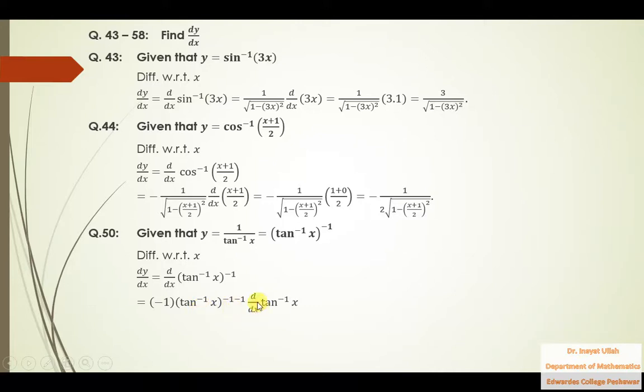Now the further derivative of tangent inverse x, we can write this as minus 1, that is minus 2, and the derivative of tangent inverse x from the table is 1 divided by 1 plus x square. Now we see here that the power of tan inverse is negative, so we bring it down here to make it positive, and that is the negative sign which is in front of this fraction. So that is the derivative of 1 divided by tan inverse x.